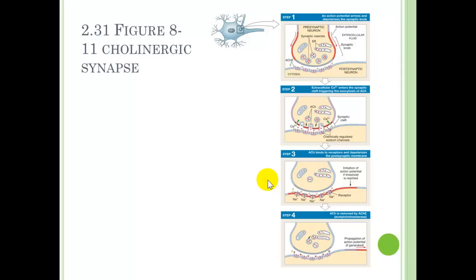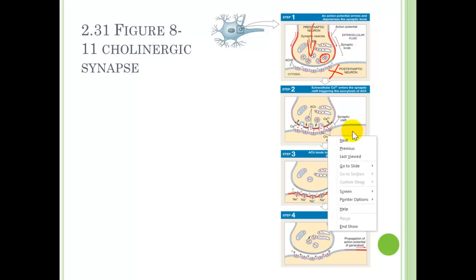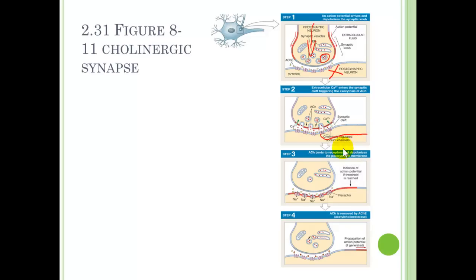And this is a picture of all of them together here. This is figure 811 in your book, cholinergic synapses. So information comes down. Exocytosis is how we release the neurotransmitter. The neurotransmitter on the postsynaptic neuron, which is here. Calcium is initiated, and then we get sodium channels propagating on this side, and another action potential occurs on the post side. Whatever's left over is consumed by acetylcholinesterase, which is those little Pac-Man looking things.